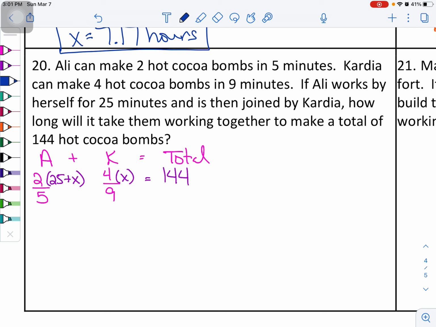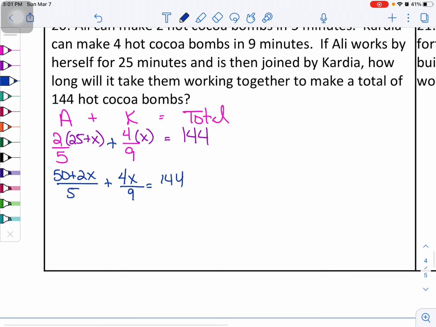So they're going to work together to make a total of 144 hot cocoa bombs. All right, so this one, if I clean this up, I'm going to multiply out. So we've got 2 times 25 plus X, so that's going to be 50 plus 2X over 5, plus, oh, I forgot my plus sign there, so plus 4x over 9 equals 144.